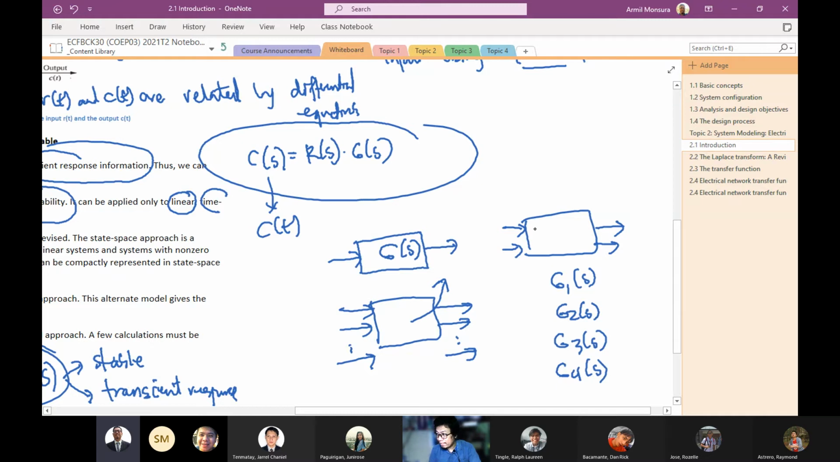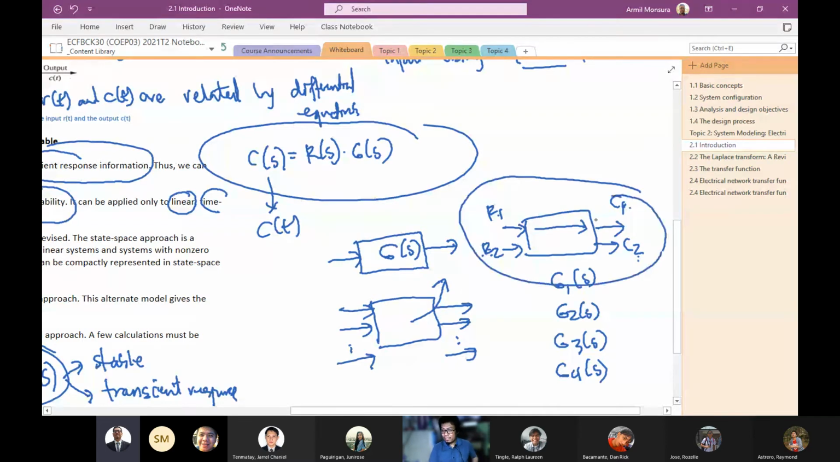Paano naging 4? Isa para dito. Okay? Halimbawa, ito ay R1, ito ay R2, C1, tsaka C2. So, isang transfer function para sa R1, C1 na pair ng input-output. Isa para sa R1, C2 na pair ng input-output. Isa para sa R2, C1, at isa para sa R2, C2. So, in that case, you need 4 transfer functions in order for you to completely describe the system.